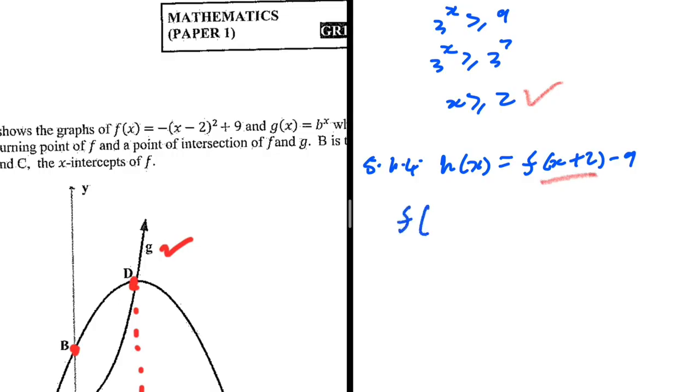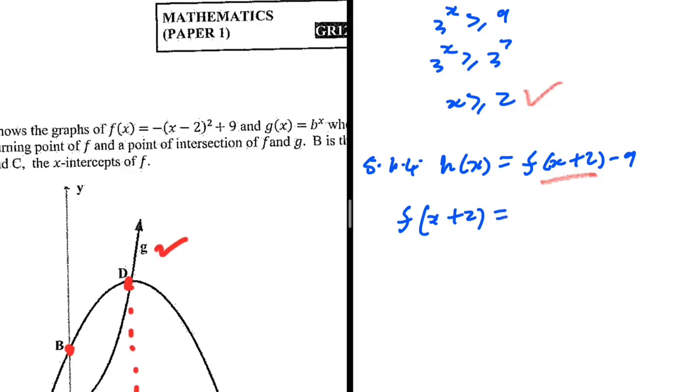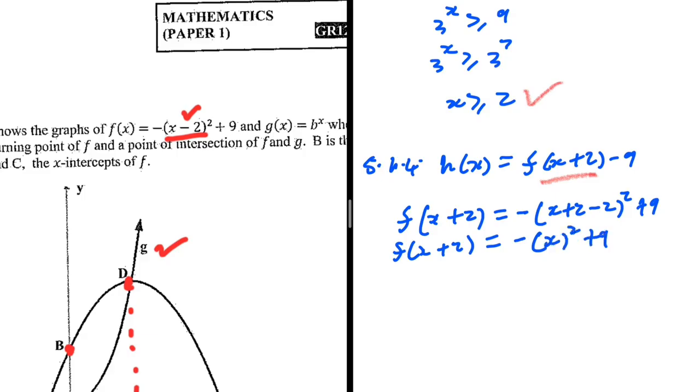F of x plus 2. So in place of x, we're just going to substitute x plus 2. That's what that statement means. It means to go to f of x and substitute x plus 2 in place of x. So we're going to have minus, in place of x, (x plus 2 minus 2) everything squared plus 9. So f of x plus 2 is equal to minus x squared plus 9. So we have taken care of that part.